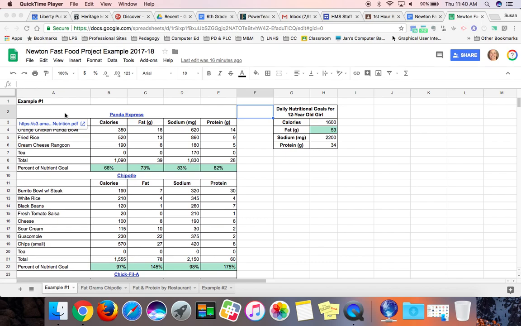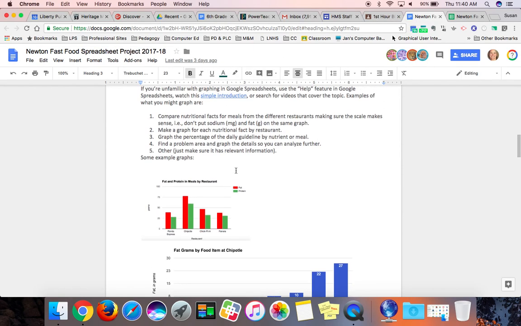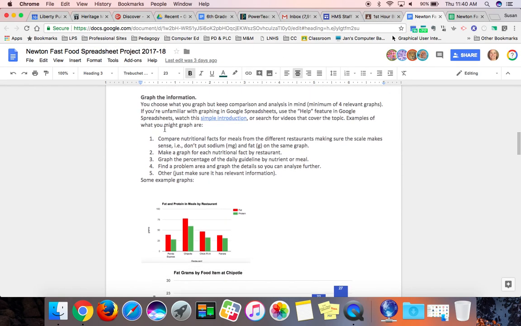Okay, this video is going to go over graphing for the fast food project. So I want to take just a minute and look at the instructions with you first. So here on the graphing section, it tells you that you can choose what you want to graph, but you want to keep comparison and analysis in mind, and you need to do at least 4 graphs, okay?